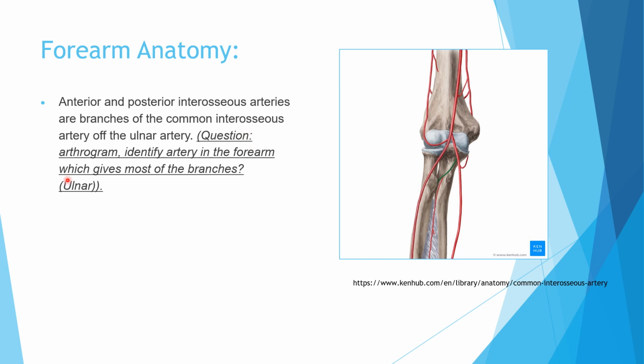So what is the importance of this fact that the ulnar artery gives the common interosseous, which gives the anterior and posterior? If you get an arthrogram in the exam and they ask you what is the artery giving most of these branches, it is the ulnar artery. So remember, the ulnar artery will give the common interosseous, which will give the anterior and posterior interosseous. So if you get an arthrogram and they point to one of the interosseous and ask you what is the origin, it's the ulnar, not the radial.